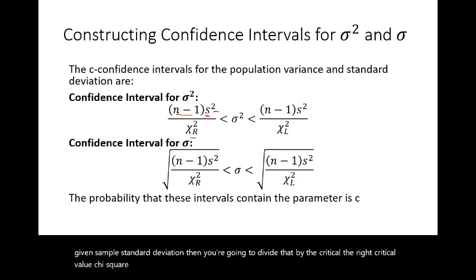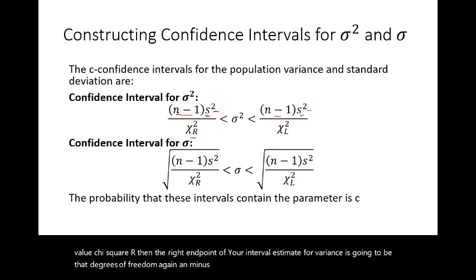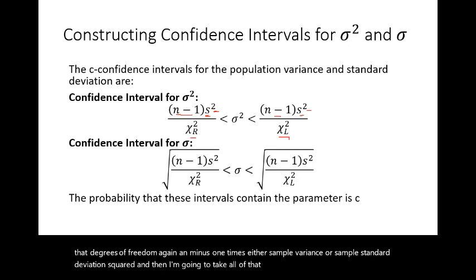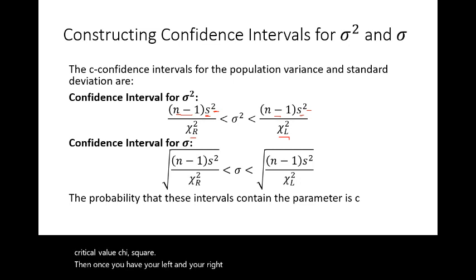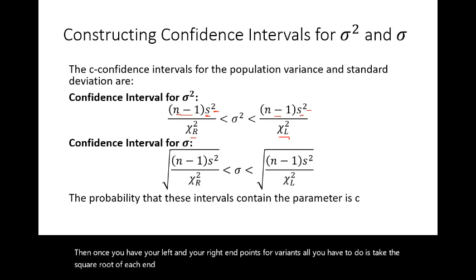Then the right endpoint of your interval estimate for variance is going to be that degrees of freedom again, n minus 1, times either sample variance or sample standard deviation squared. And then you're going to take all of that and divide it by the left critical value, chi-square L. Then once you have your left and right endpoints for variance, all you have to do is take the square root of each endpoint to get the endpoints for your confidence interval for population standard deviation.